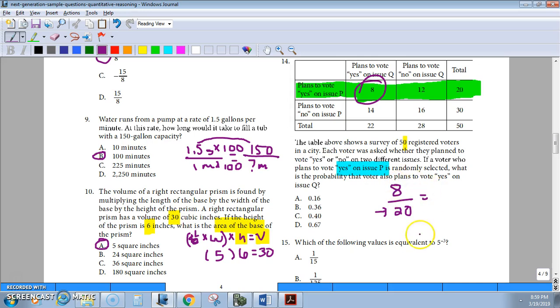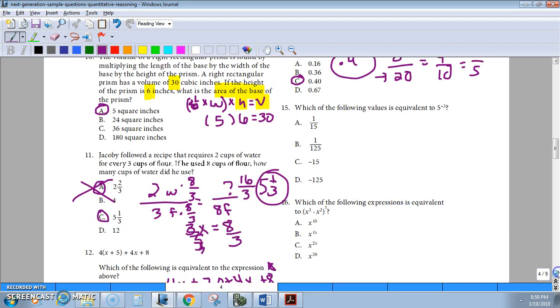So 8 out of 20, take half and half. We get 4/10. Take half and half again. We get 2/5. I tried to get it down really low because I also know if I get something in fifths, I already know how to make a decimal, and that's going to be 0.4. I can just do fifths in my head, so C.